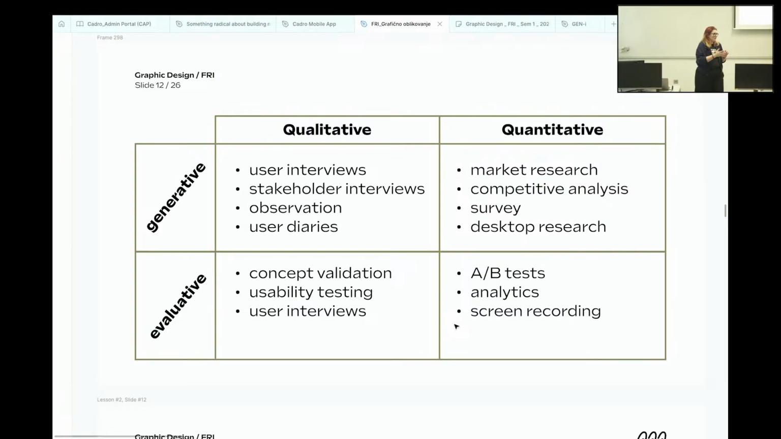Usability testing is then when we already have high fidelity designs, when we have all the screens and we're just checking if all the buttons are visible, all the text can be read, and things like that.